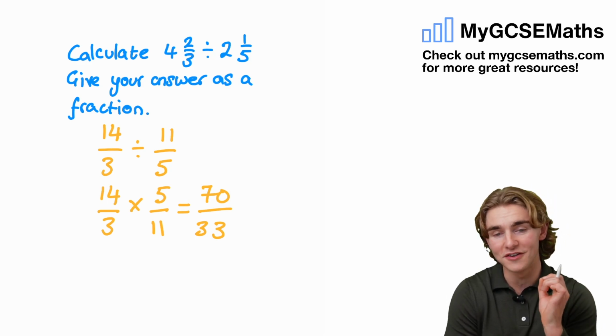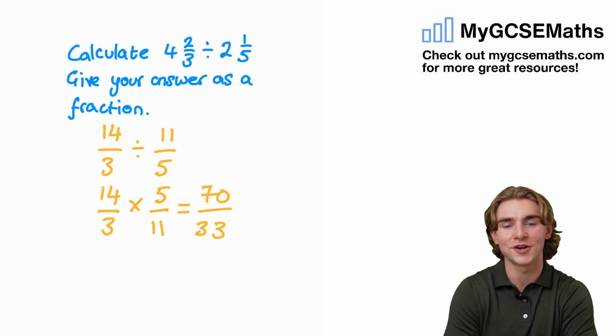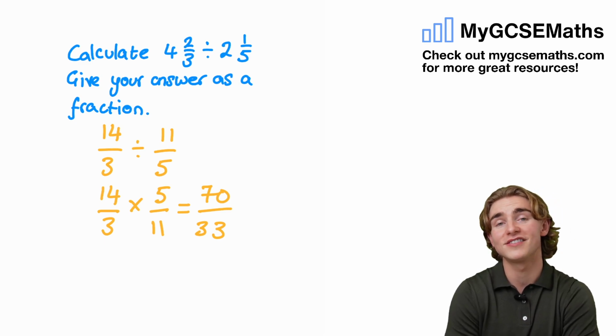What did we do? We converted our mixed numbers into improper fractions, and then we did the division of our fractions using copy, swap, flip.